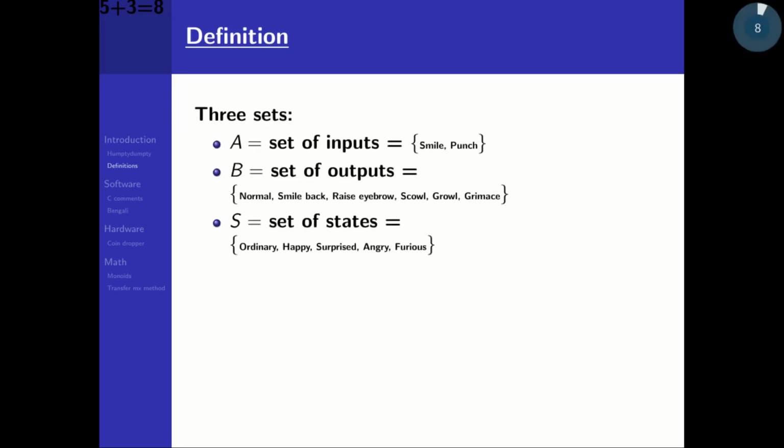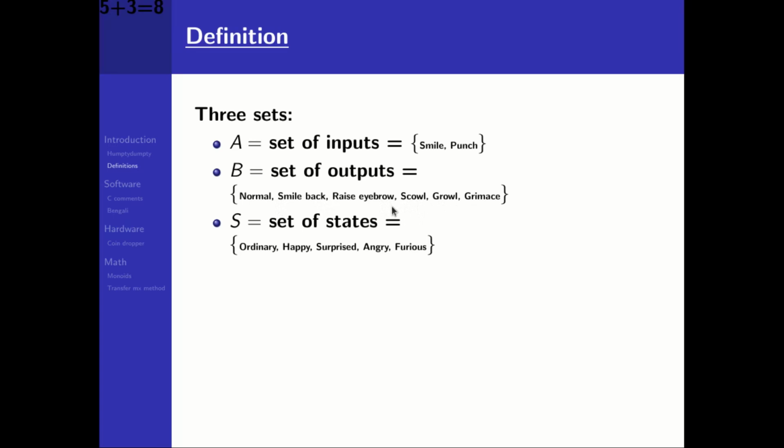Mathematically, a finite automaton is defined using its components. We first have three sets. A, the set of inputs. In our example, it was smiling and punching. Then B, the set of all outputs. In our example, it was normal, smile back, raise eyebrow, scowl, growl, and grimace.